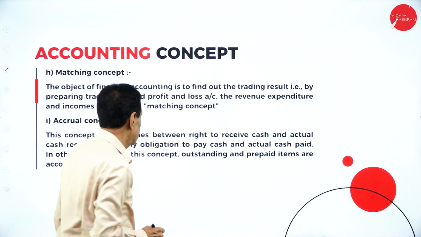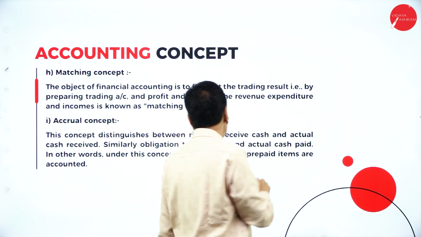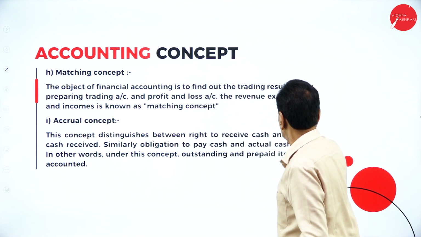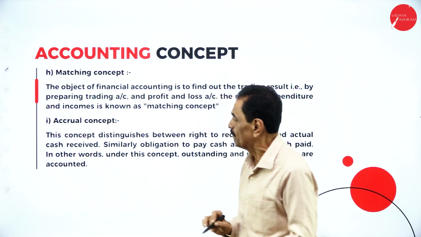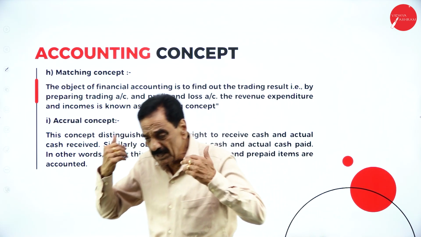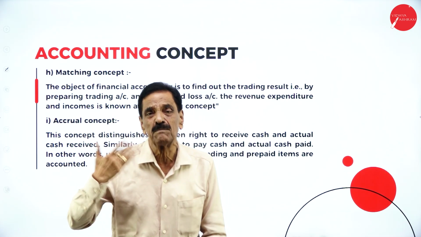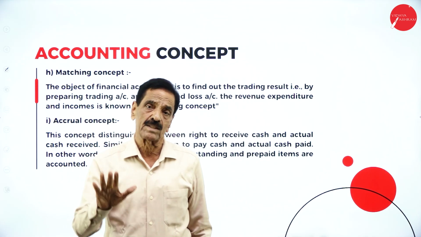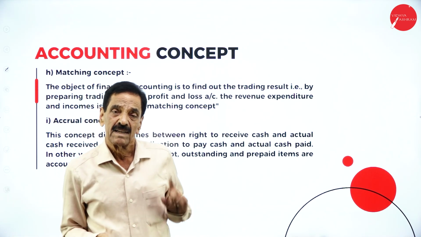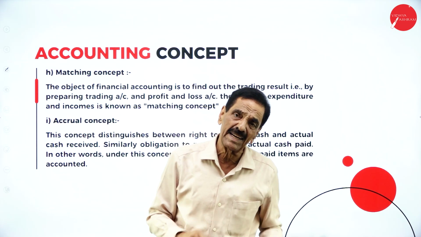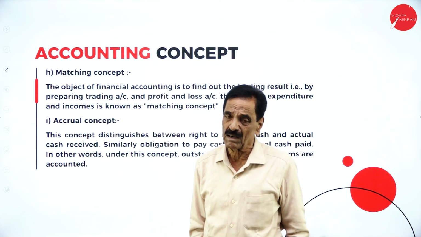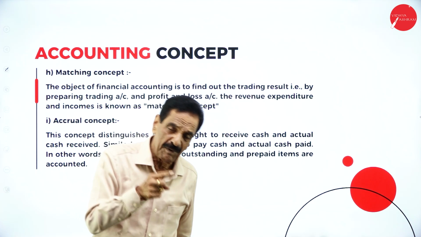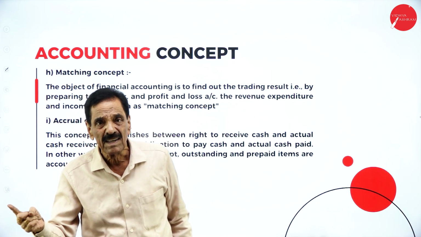Then, matching concept. The objective of financial accounting is to find out the trading result by preparing the trading account and profit and loss account. Revenue, expenditure, and income matching is known as the matching concept. According to this concept, whatever the transaction, you are going to prepare the trading account and profit and loss account. The trading account gives the result of gross profit, whereas the profit and loss account gives net profit or net loss. The trading account is purchase and sale. All indirect expenses will be shown in the profit and loss account. So the trading account gives the result of gross profit or gross loss. The profit and loss account gives the result of net profit or net loss.